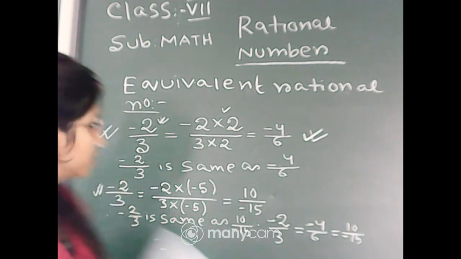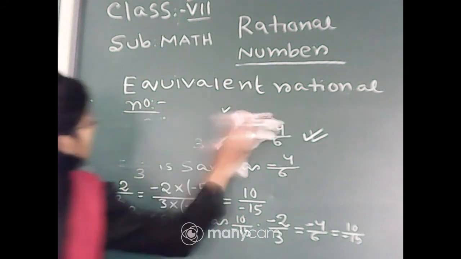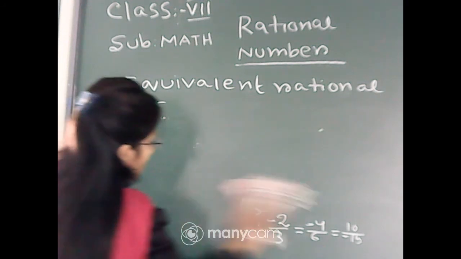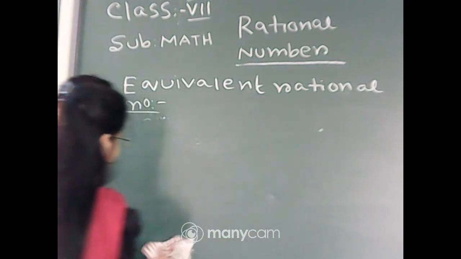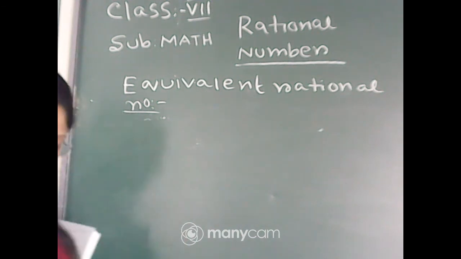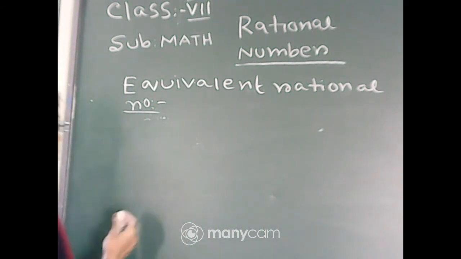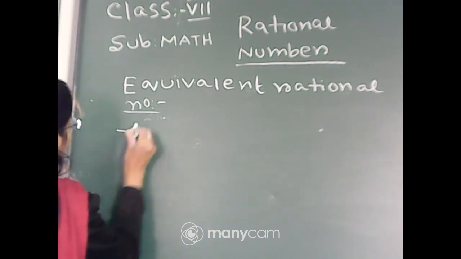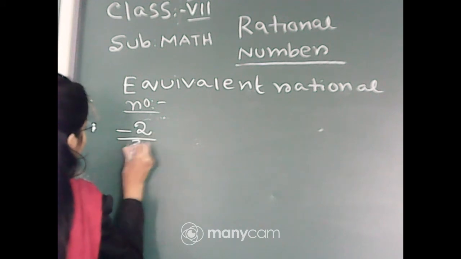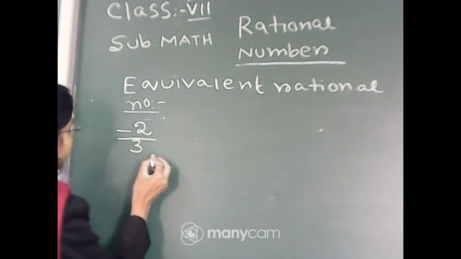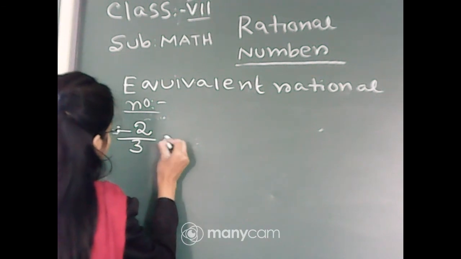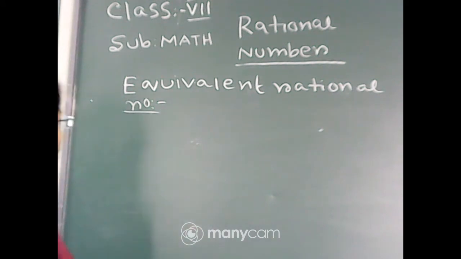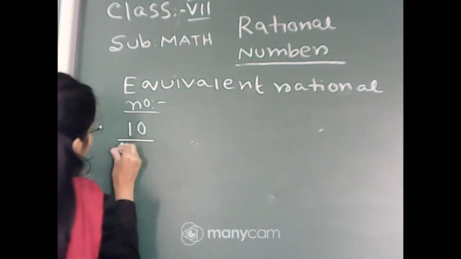Next, if we divide both the numerator and the denominator by the same non-zero integer, what will happen? Okay. Suppose we consider the rational number, sorry, we consider the rational number 10 divided by minus 15.